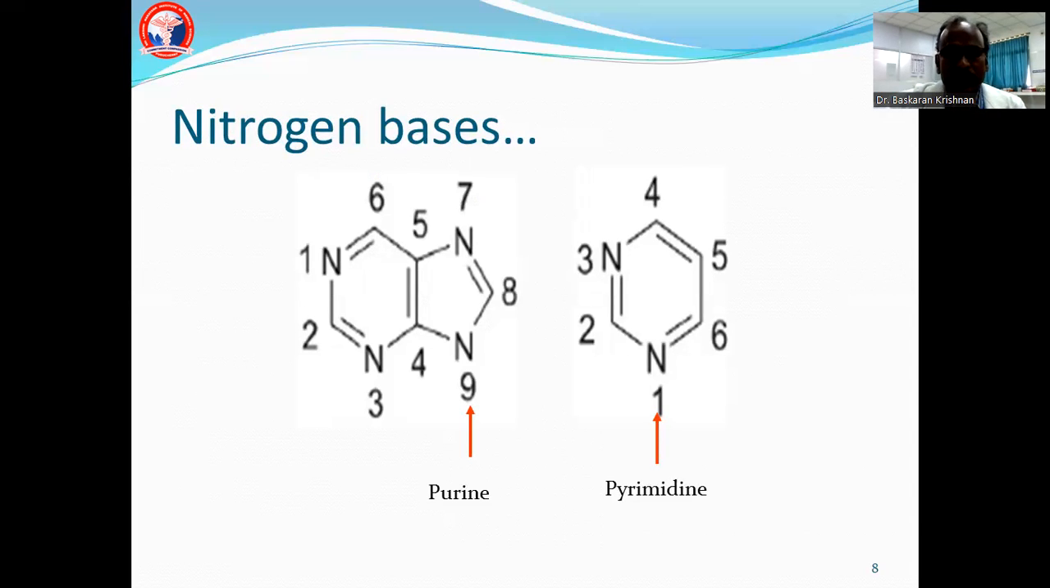And these are the two nitrogen bases. One is purine and the other one is pyrimidine. Purine is a 9-member compound. Pyrimidine is a 6-member compound. And they are basically heterocyclic compounds. Heterocyclic means not only carbons, they have other elements besides carbon, like nitrogen, sulfur, etc. In this case, nitrogens are present in place of carbon, so they are heterocyclic compounds.